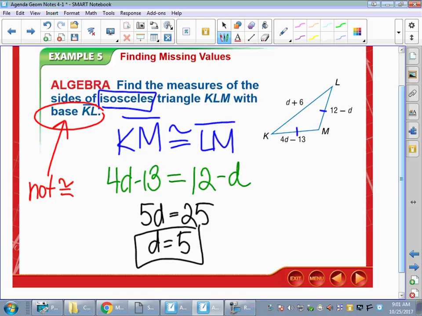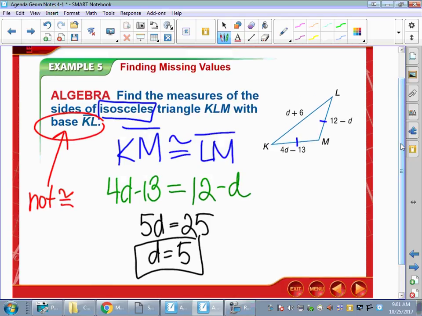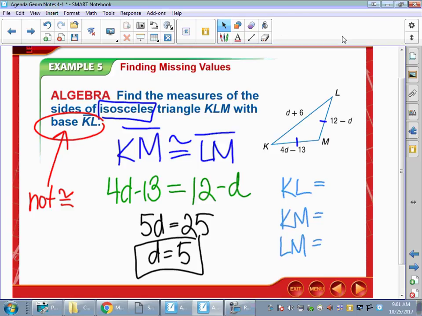Does everybody like D equals 5? Did we answer the question? What does it tell us to find? Find the measures of the sides. So I need to know the measure of side KL, the measure of side KM, and the measure of side LM. So I've got a teeny bit more work to do in order to finish the sides.